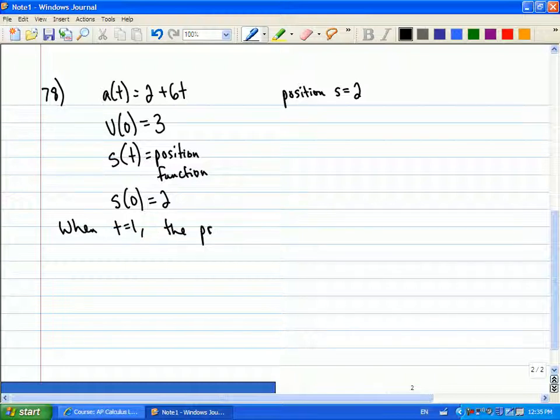the particle is at position s equals, and that's what we're trying to find.